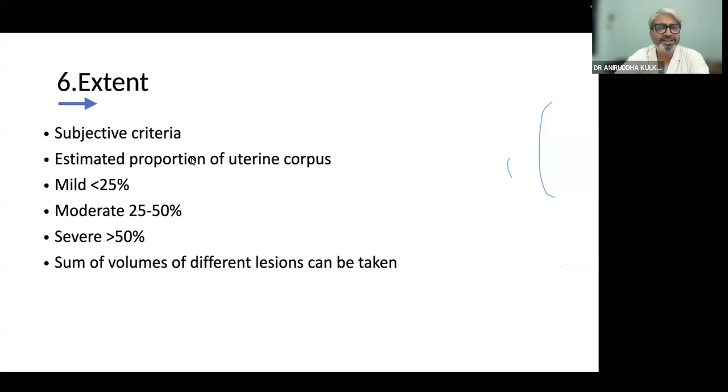Now, in terms of extent, it is more or less a subjective criterion. The estimation basically involves looking at the proportion of the uterine corpus involved. Mild is said to be when it is less than 25%, moderate when it is 25 to 50%, severe when it is more than 50%. We can sum the volume of different lesions whenever they are considered.